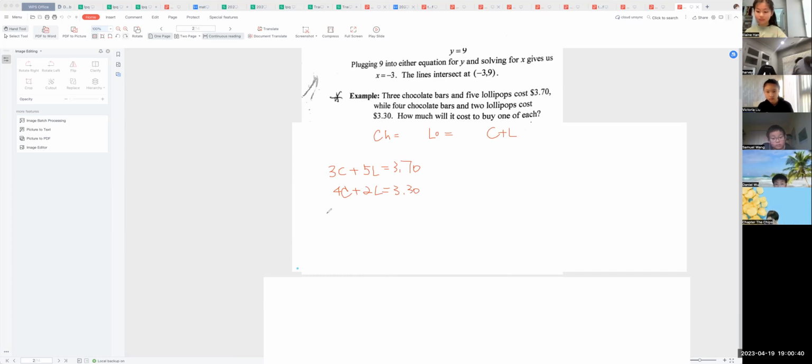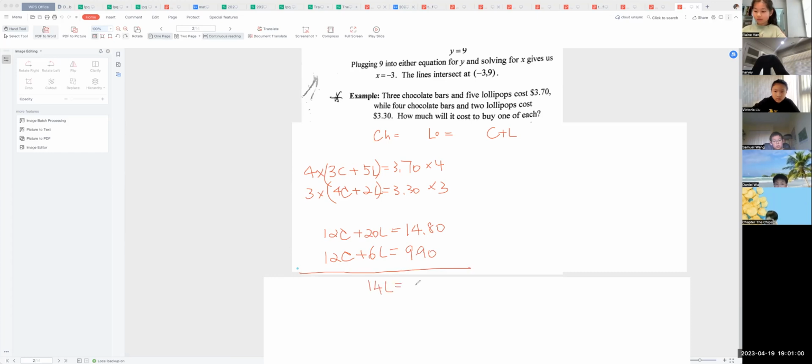So everybody, how to do it. I'm going to times 4 and times 3. And here times 4 and times 3 as well. So 12C plus 20L equals 14.80. And 12C plus 6L equals 9.90. So 14L equals 4.90. So L equals what?